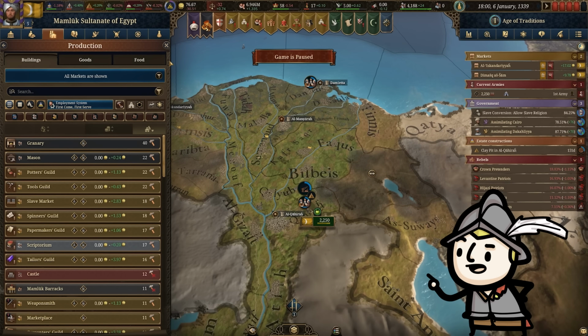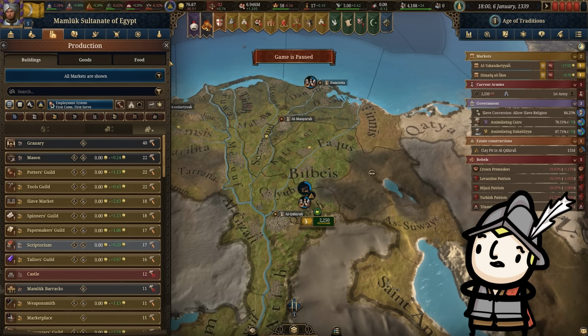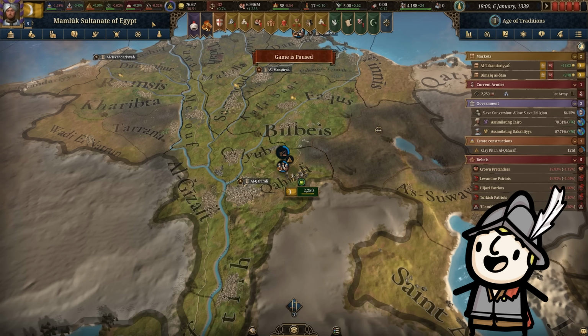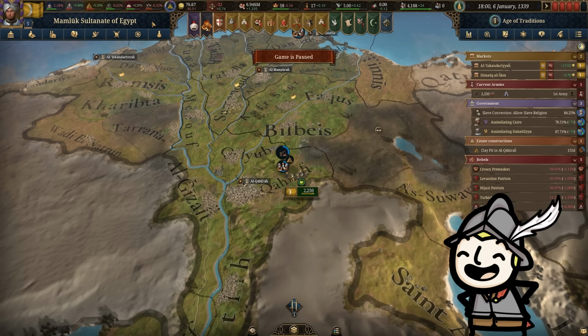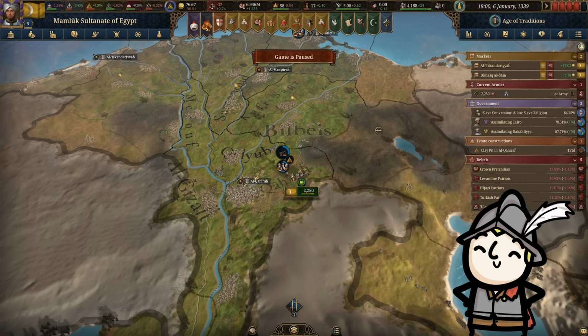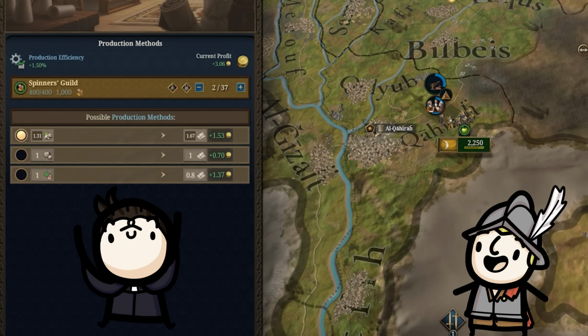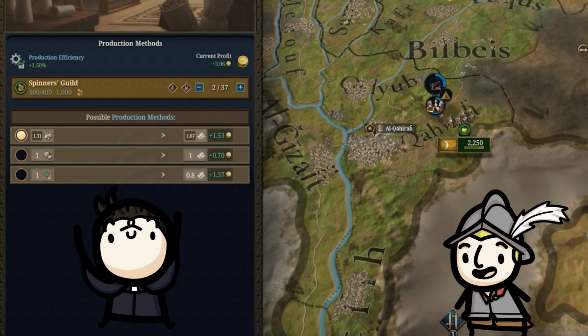But if you are a poor, struggling nation, it might be best to try to maximize efficiency. Now, I just mentioned efficiency. That is a literal mechanic in the game that can be very beneficial. Let's take a look at it. If we click on a location and then on a building, we'll be able to see information about the specific buildings in that specific location.